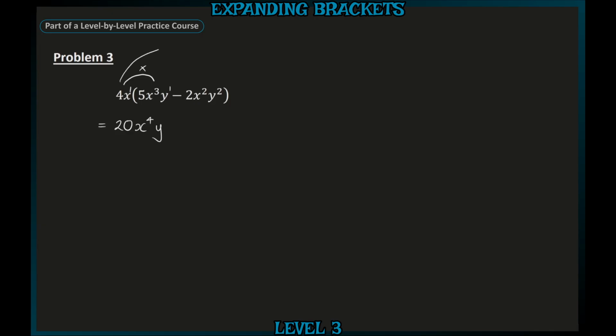Moving on to the second term, we're now going to multiply 4x by minus 2x squared y squared. So again, starting with the numbers, 4 times minus 2 is minus 8. Moving on to the x's, x to the power of 1 multiplied by x squared gives us x cubed because we add those powers together, and we just have the y squared at the end. As these are not like terms, we can't simplify anymore, and so this is our final answer to problem 3.